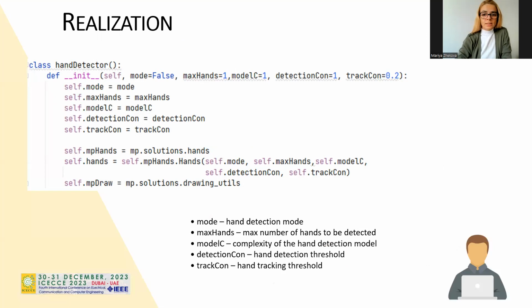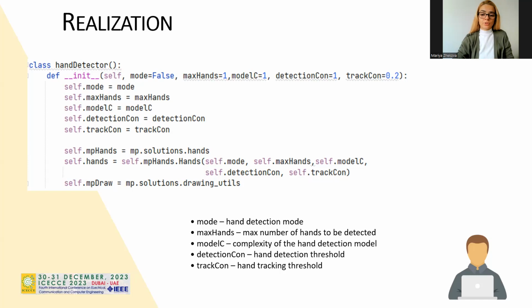A HandDetector class, as you can see, has been created to detect or track hands. When creating an object of the HandDetector class, various configuration parameters of the hand detection system are initialized. These parameters are mode, max hands, model complexity, detection confidence, and tracking confidence. This is the hand detection mode, the maximum number of hands to be detected, the complexity of the hand detection model, the hand detection threshold, and the hand tracking threshold.